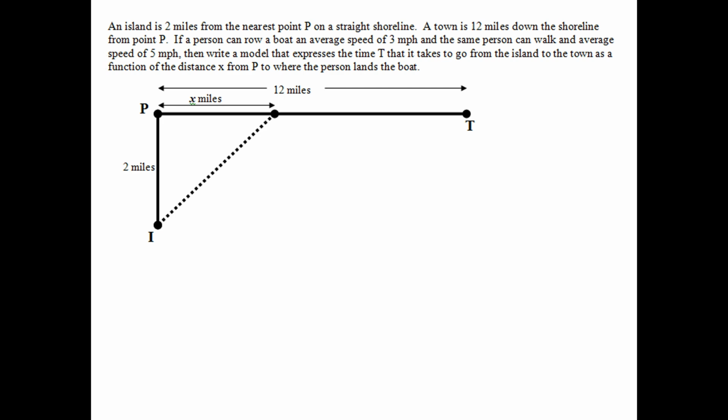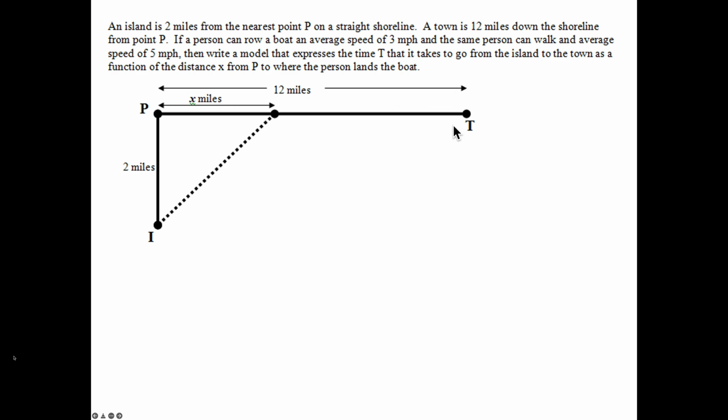So here we have an island, that's this point I, that is 2 miles from the nearest point P. That's a perpendicular distance. The shortest distance between a point and any object is a perpendicular distance. And that is to a straight shoreline. A town is 12 miles down the shoreline from point P, so 12 miles.